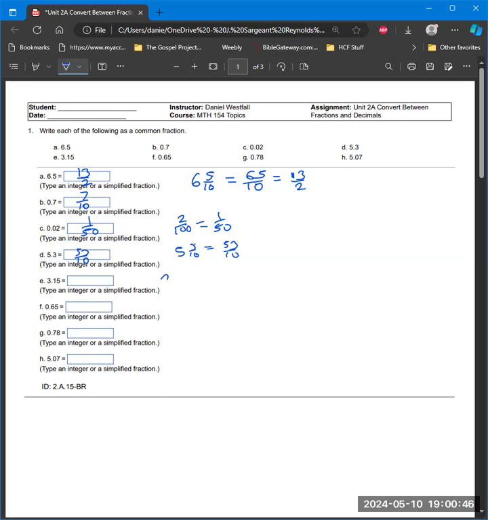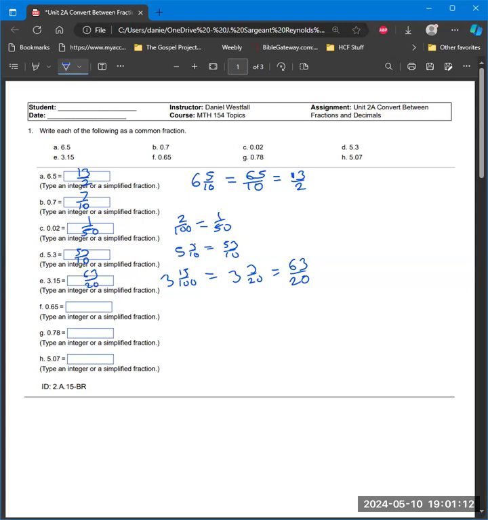E is 3 and 15/100ths, which is 3 and 3/20ths, which is 63/20ths. And it's that one.